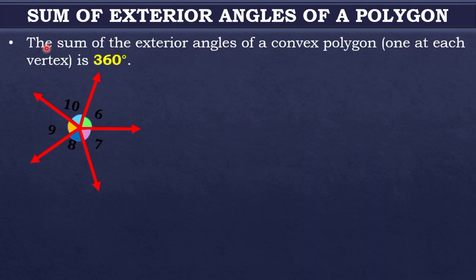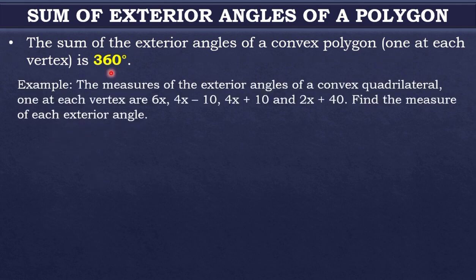So, always remember that the sum of the exterior angles of a convex polygon, one at each vertex, is always 360. So, lahat po ng exterior angles ng ating polygon, regular man yan o hindi, it's always 360. So, pag inadd natin lahat ng sum ng exterior angles ng ating polygon, it's always 360 degrees. Yan po ang tatandaan. Let's have an example.